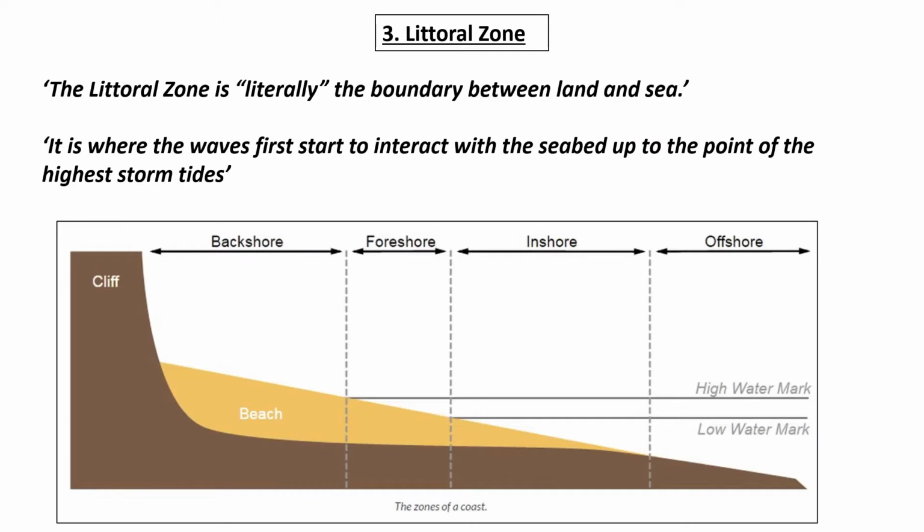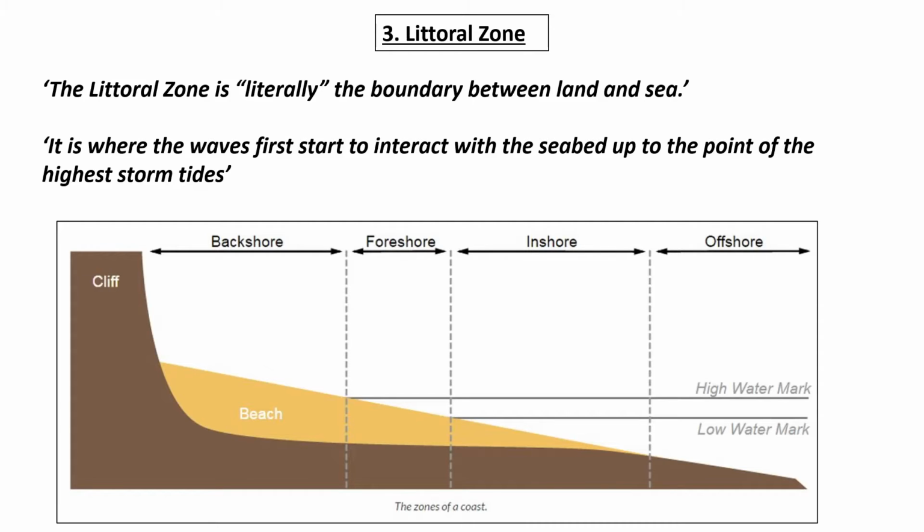So, moving on to the content, the first important part of the content is this thing called a littoral zone. And the way in which I remembered this when I was doing my A-levels was to say that the littoral zone is quite literally the boundary between land and sea, and it is where waves start to interact with the seabed up to the point of the highest storm tides. So it's essentially just anywhere where you can see land and sea in the same space.